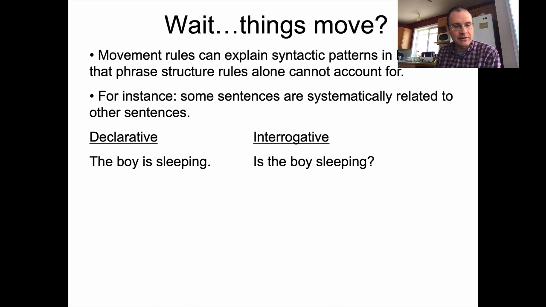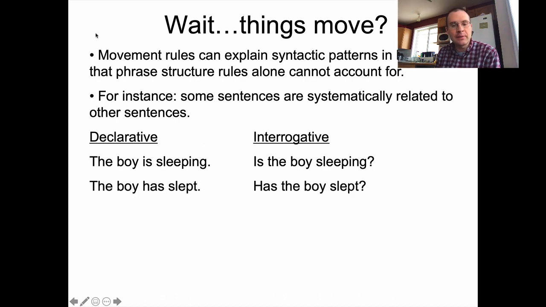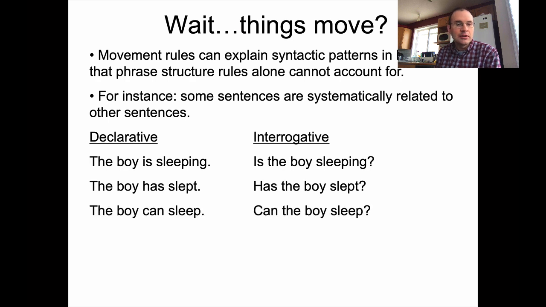So you might have a statement or a declarative sentence like, "The boy is sleeping." And if you want to turn that into a question, you can say, "Is the boy sleeping?" This is what we call a yes-no question, because the answer to this question would be either yes or no, right? We can look at another one. "The boy has slept." "Has the boy slept?" "The boy can sleep." "Can the boy sleep?" "The boy will sleep." "Will the boy sleep?"